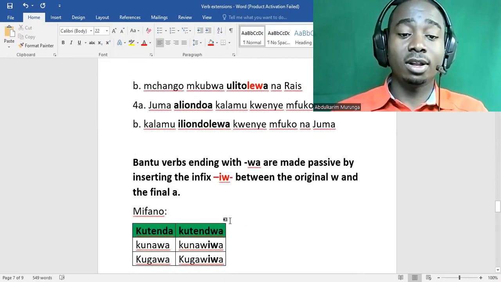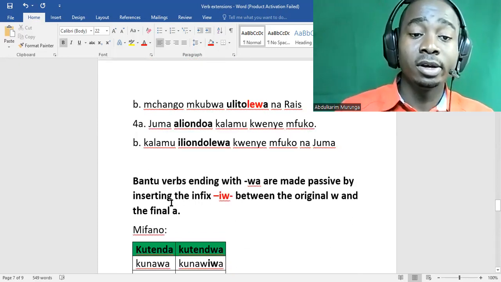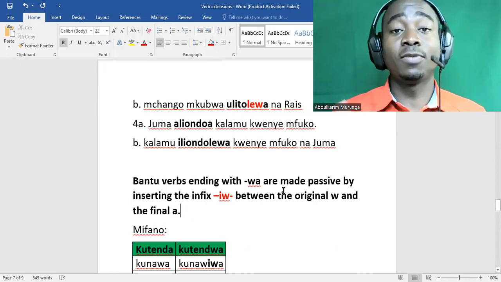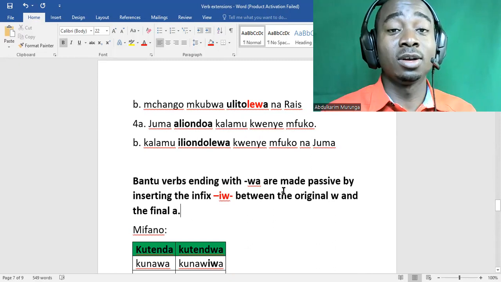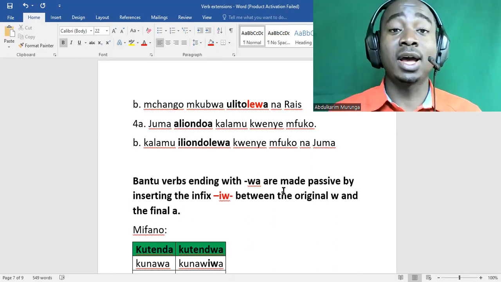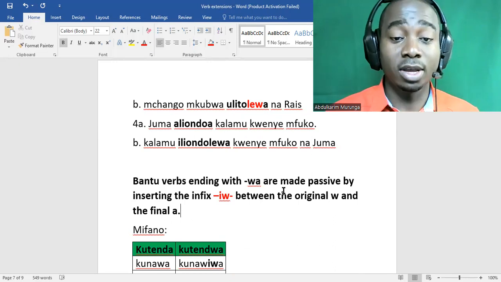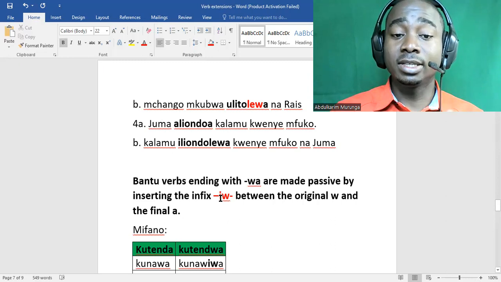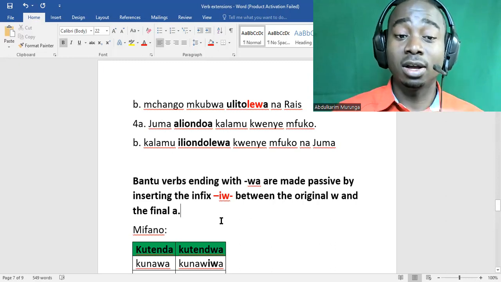We have our last category here. Not category, but our last forms here. Bantu verbs ending with wa. Some of them are just ending with wa. But we make passive by adding this W. So we find some verbs are just ending with this wa. We make them passive by inserting this iw between the original w and the final a.